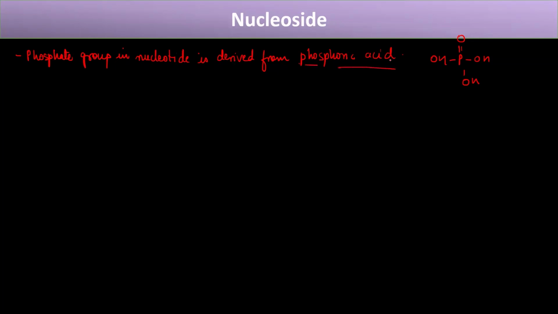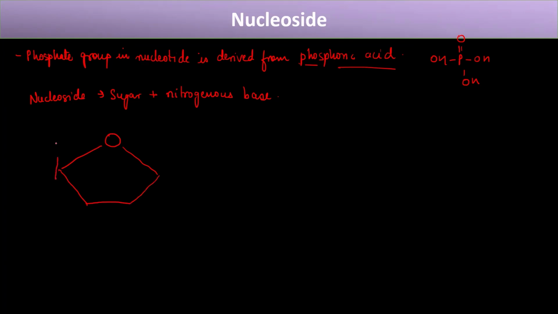Now, let's move to the nucleoside. So what do we have in the nucleoside? We know that a nucleoside comprises sugar plus nitrogenous base, right? Now, let's draw the sugar. And we know what that sugar is: it is ribose sugar or deoxyribose sugar. But both are 5 carbon, right?